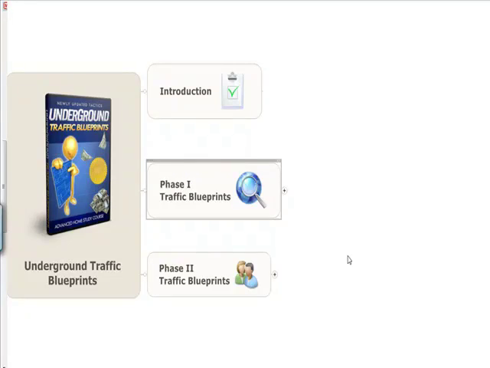Okay, here we are in phase one of Underground Traffic Blueprints. In this phase, we're going to be talking about low-cost, highly effective traffic strategies. When you first hear the names and the description of the traffic tactic itself, you're going to say, I already know that. And I'm going to tell you, you probably don't.